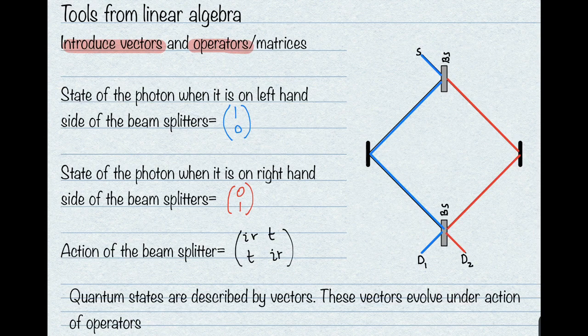The state of the photon on its way from the source to the detector is modified by the two beam splitters. The action of both beam splitters is given by the matrix with entries iota r, t, t, iota r. Iota is the square root of -1 and r and t are related to the reflection and transmission properties of the beam splitters. The students must appreciate that this is very different from how they have been doing physics in all their previous courses. This brings us to the important lesson of this lecture. Quantum mechanics makes use of linear algebra. The states of quantum systems are described by vectors, and these vectors evolve under the action of operators.